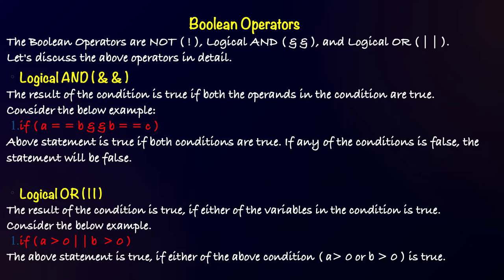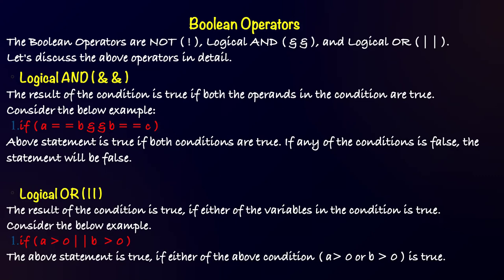That means if we consider the below example, if a equal to b and b equal to c, in this statement what is being done? This statement is true if both conditions are true. That's what AND means, right? If I say that this food item is both sweet and sour, that means both conditions are true. This is sweet also, and this is sour also. So in that case we can use this AND operator. So if a equal to b and b equal to c, then only this condition is true.